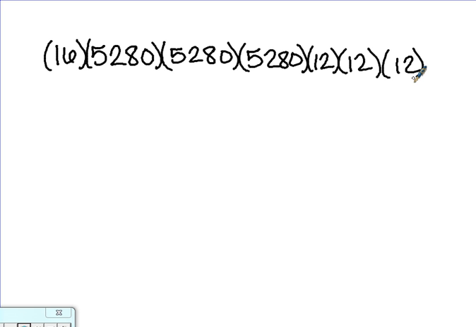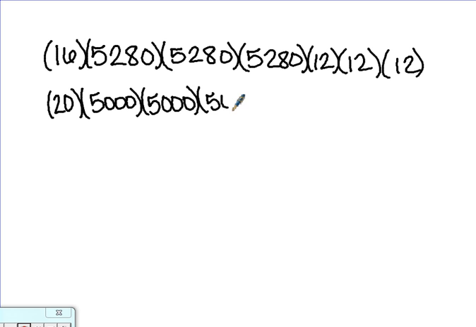Step 1, we're going to round each number to 1 non-zero digit. So 16 will be rounded to 20. 5,280 will be rounded to 5,000, and we'll do that all 3 times. And 12 will be rounded down to 10. Okay, so we've rounded each number so that there is only 1 non-zero digit.